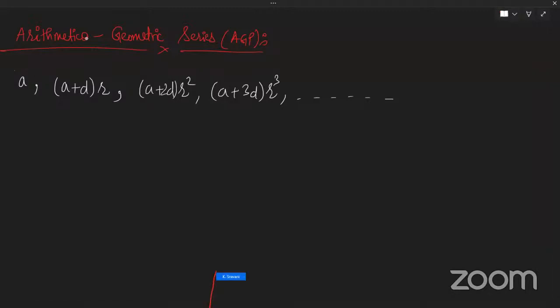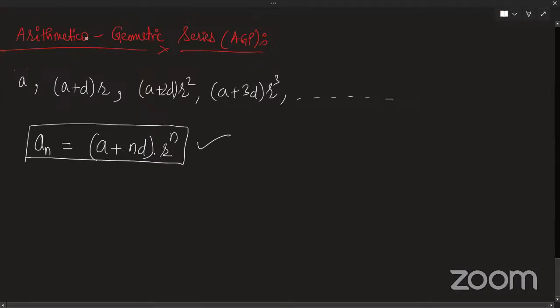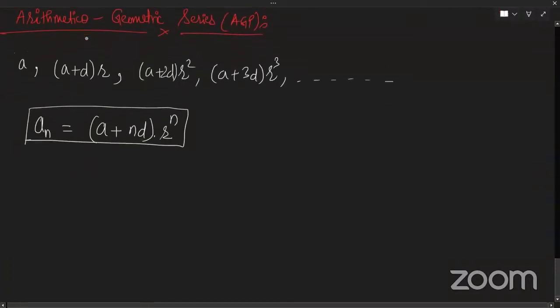So can you think what will be the nth term of this? How can you represent the nth term of this series? A plus ND into R to the power of N. Correct. Okay, so this is how you represent the nth term.